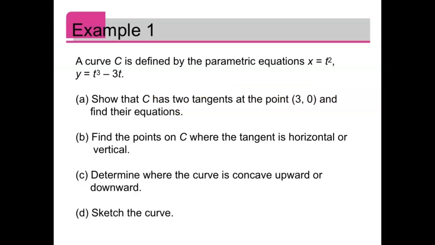T, and the point is 3, 0. I'm just going to X out of here to give myself some space. So x equals t squared, y equals t cubed minus 3t. And we're looking for the equations of the tangents at 3, 0. And there's actually two of them. So we're going to go ahead and use our formula for finding a derivative, which was dy dx equals dy dt over dx dt.